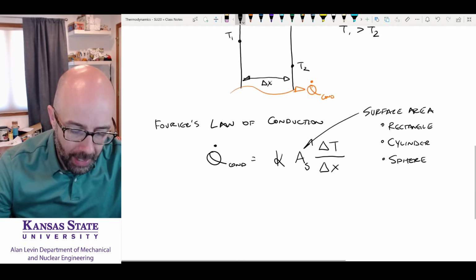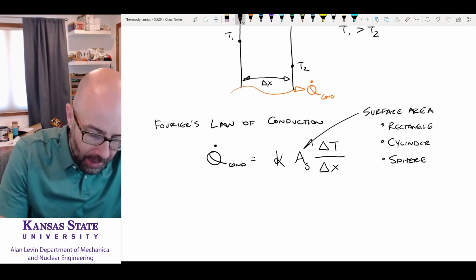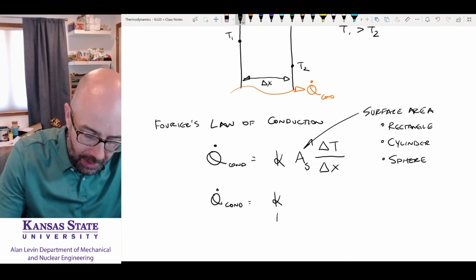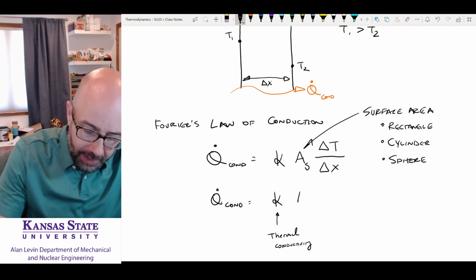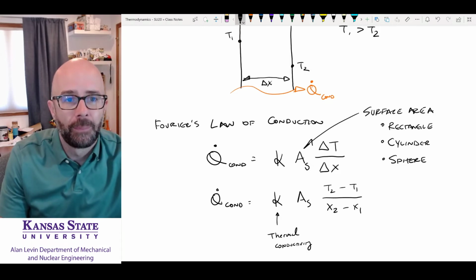So when we look at this and we write this out, Q dot of conduction is going to be equal to the thermal conductivity. Let me write this here. Thermal conductivity, the surface area, like we said here, and this is going to be the temperature. Delta T was always T2 minus T1 all over X2 minus X1. It's always final minus initial.